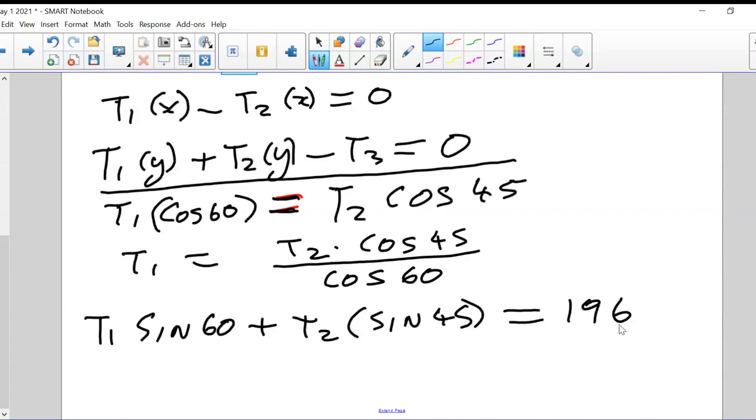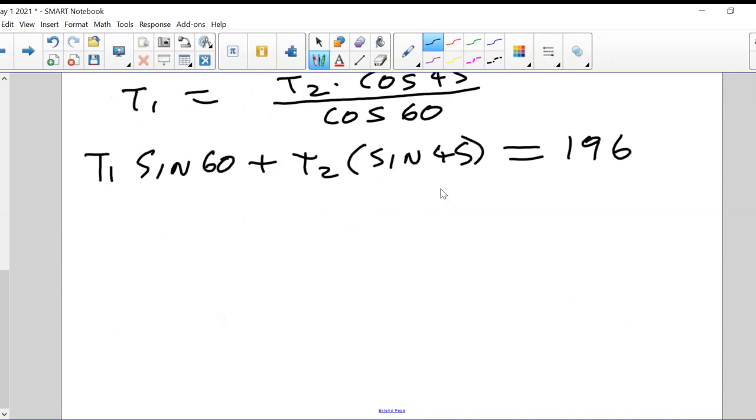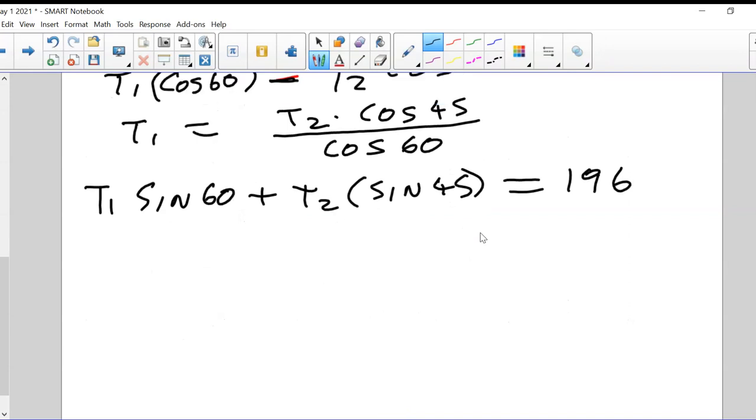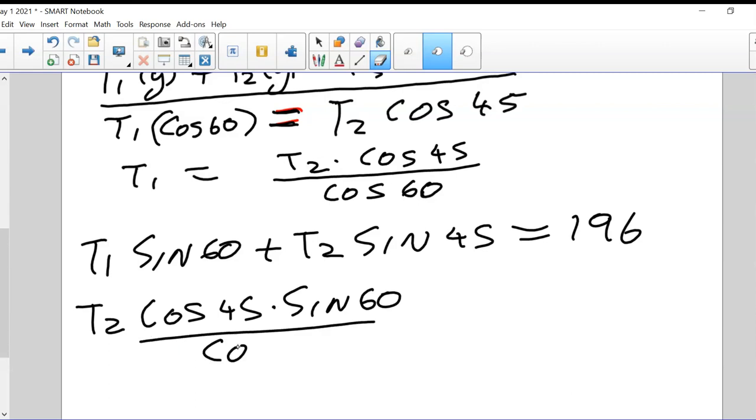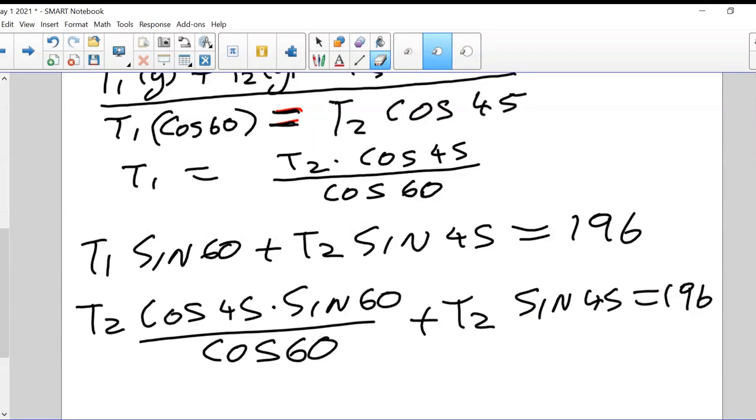Perhaps a substitution. Absolutely. Thank you, Kushi, and thank you, Taj. So I'm going to do exactly that. I'm going to make a substitution right now. I'm leaving things as sine of 60, sine of 45. I don't want to disturb that yet. We'll deal with all of that later on. So my T1 is going to be replaced by T2 cosine of 45 times the sine of 60 over the cosine of 60, plus T2 sine of 45, is equal to 196. All right.